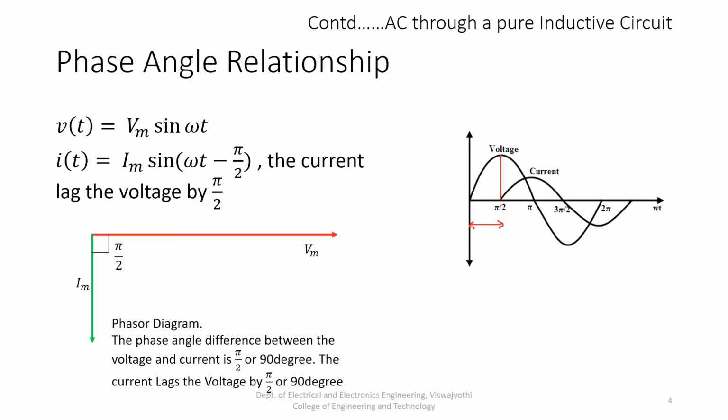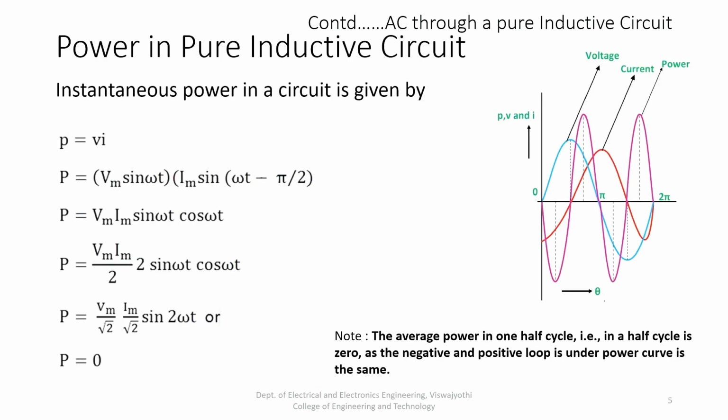Coming to the phasor diagram, assuming that the phasors rotate in the anti-clockwise direction, the current phasor will be pi by 2 radians or 90 degrees lagging the voltage phasor. So the current lags voltage by an angle pi by 2 or 90 degrees.